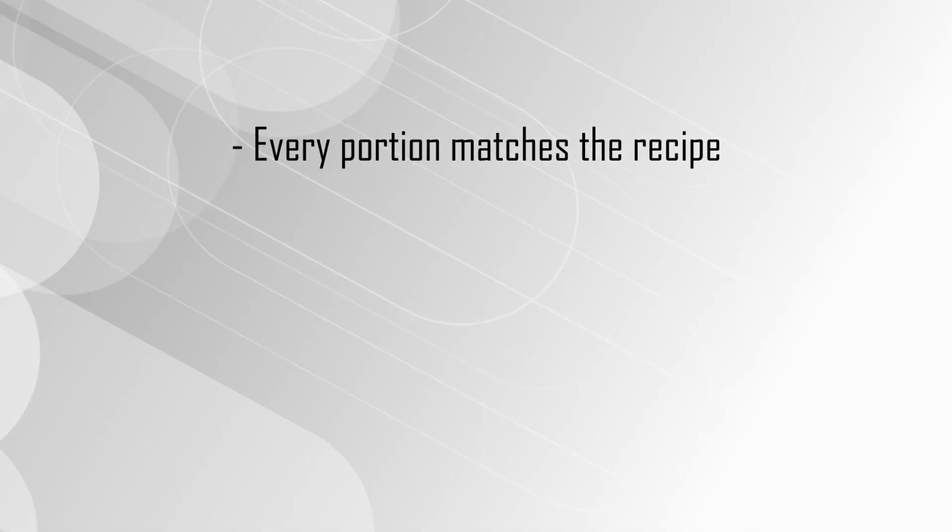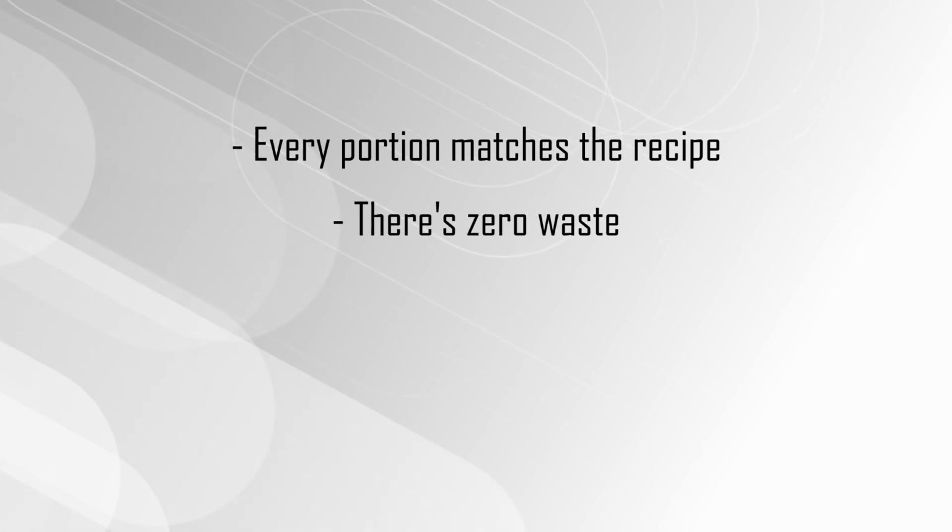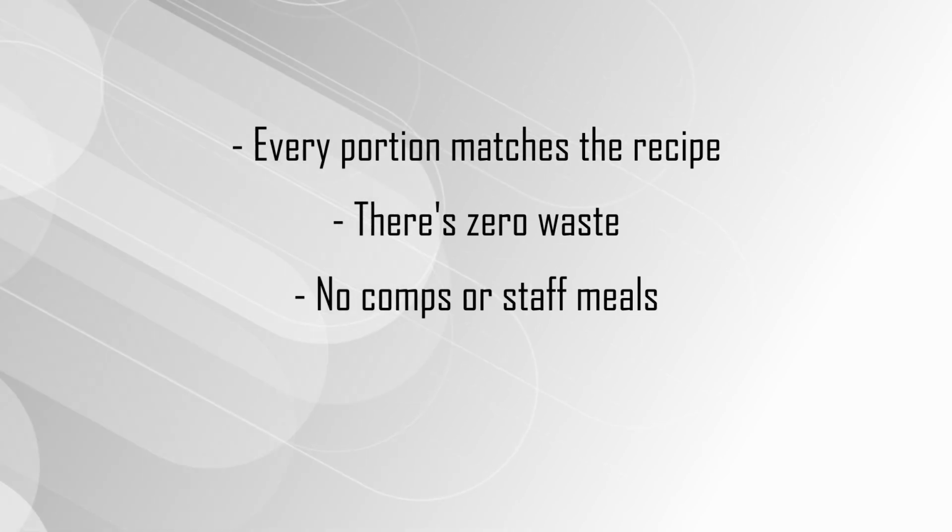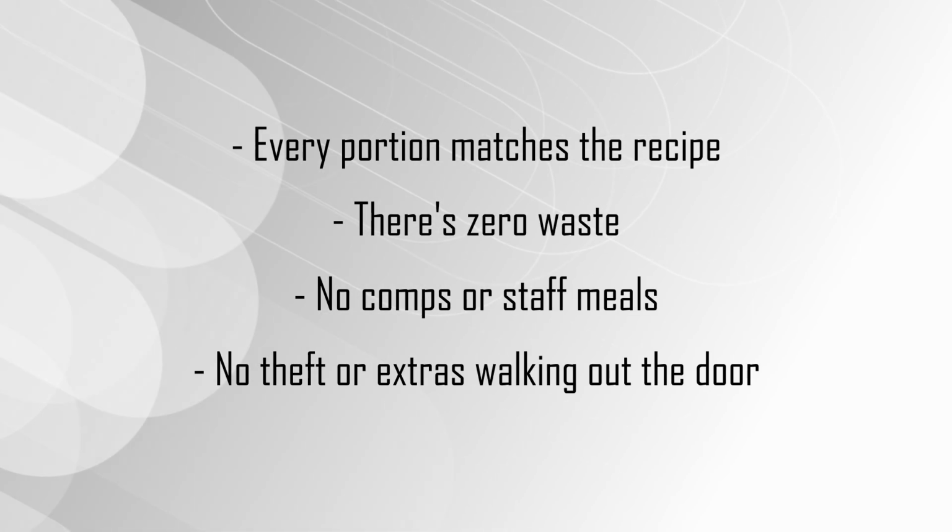Theoretical food cost is what your food cost should be if every portion matches the recipe, there's zero waste, no comps, no staff meals, no theft or extras walking out the door. It's based on your recipes, your menu mix, and to some extent, it's based on your budget. Actual food cost is what we just calculated with inventory and purchases. That's the real world number, the one that you can actually use. The gap between theoretical and actual is where your real problem lies.